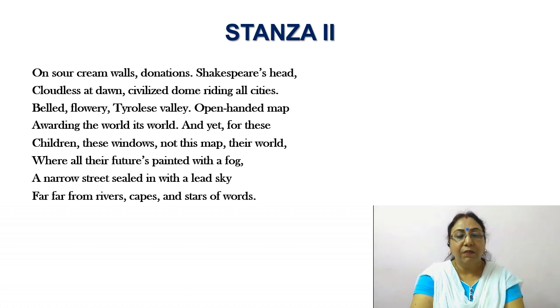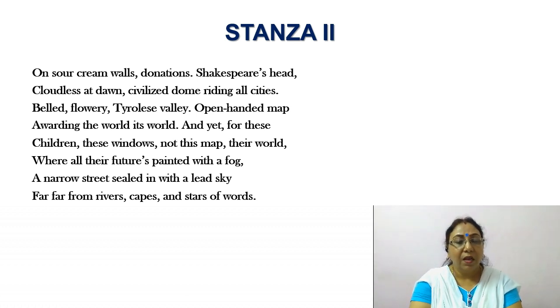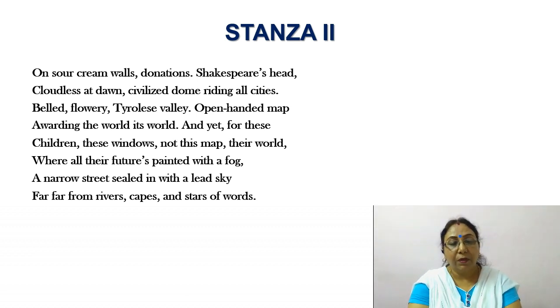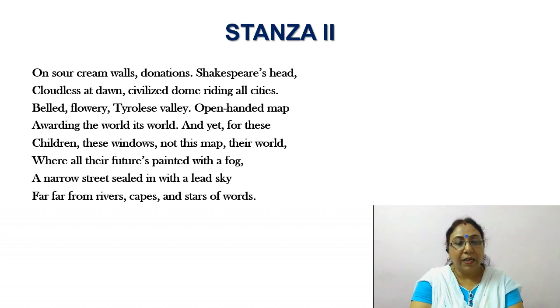Cloudless at dawn, civilized dome riding all cities, belled flowery Tyrolese valley. Tyrolese Valley is one of the most beautiful valleys in Austria, which is filled with natural beauty, totally engrossed with beautiful flowers. The picture of Tyrolese Valley also hangs on the wall of this dull classroom. Open-handed map awarding the world its world. An open-handed map which shows all the beautiful places all over the world.